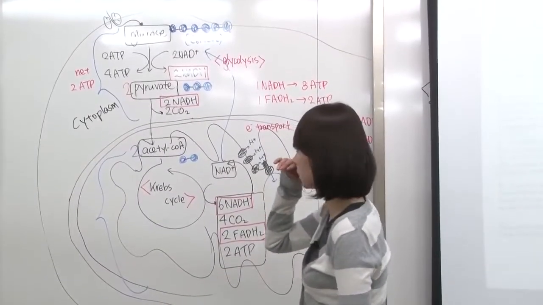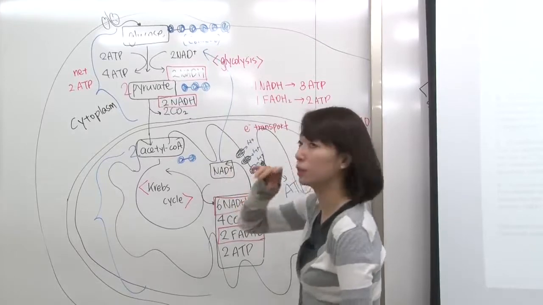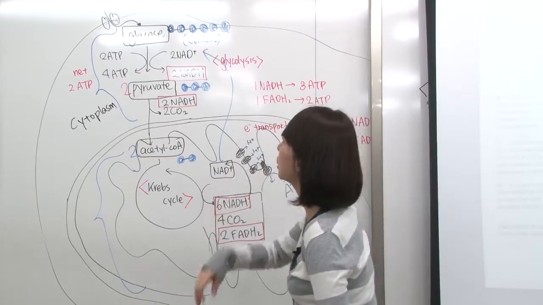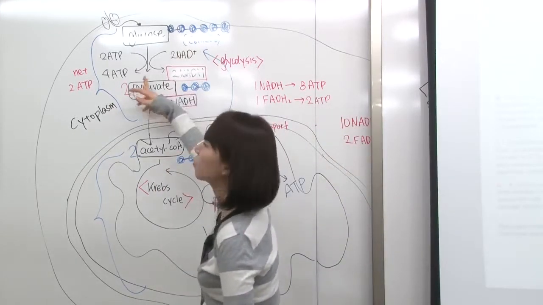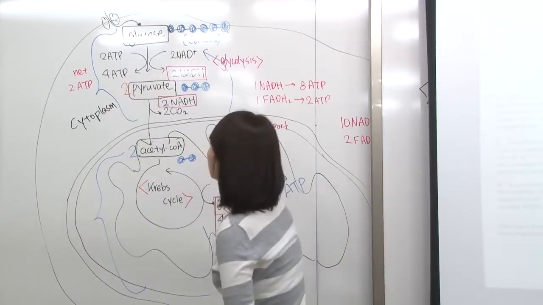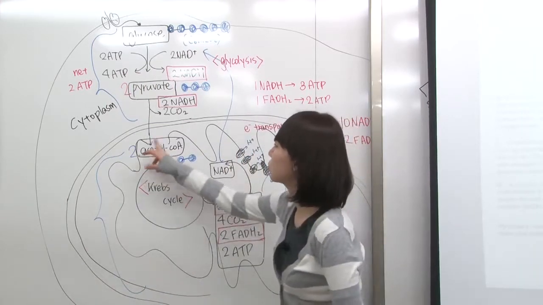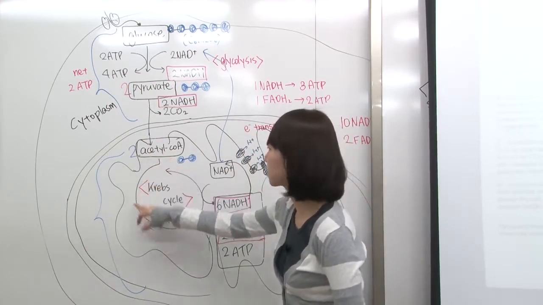So we talked about 3 steps of cellular respiration. The first step is glycolysis, anaerobic respiration. Glucose gets broken down into pyruvate, producing NADH and ATP. Then this pyruvate enters the mitochondria and is converted to acetyl-CoA. This enters the Krebs cycle.